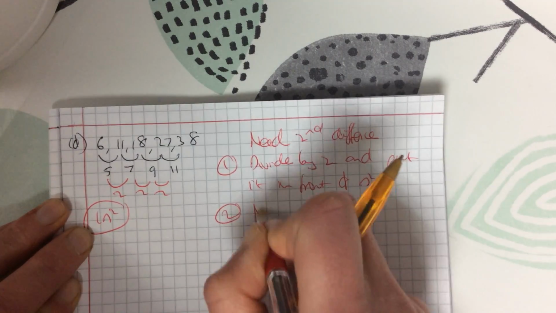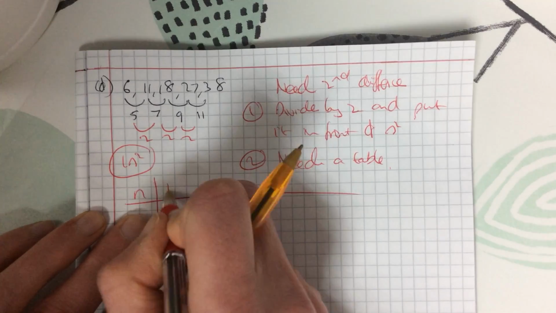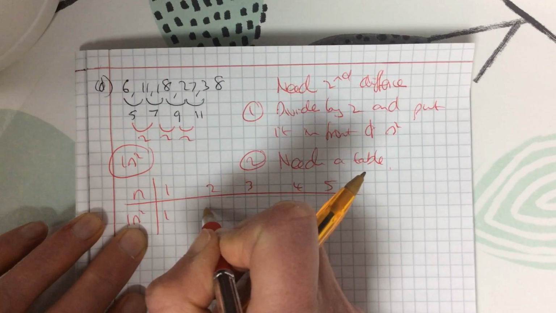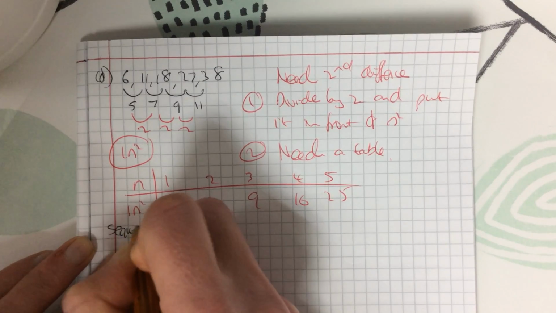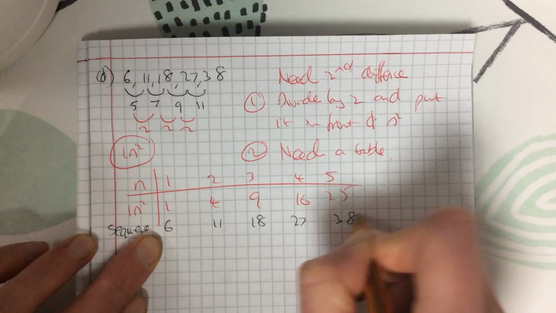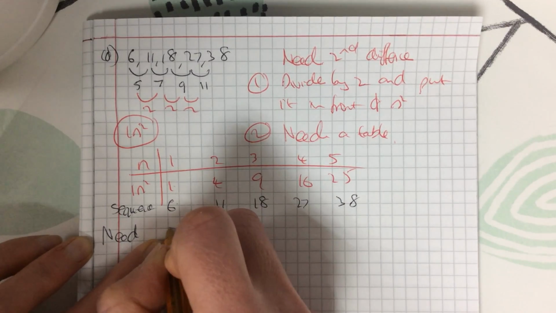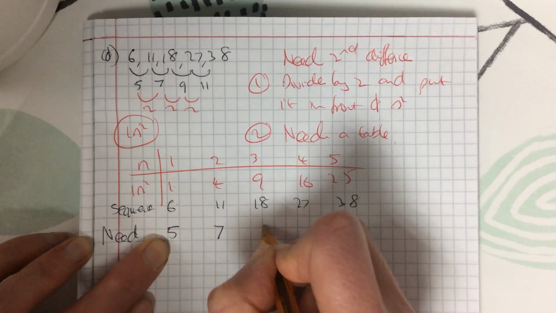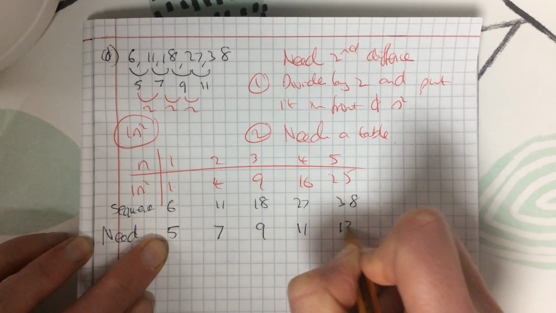And then do you remember what we need next? We need a table. And if you remember what that table was like, 1, 2, 3, 4, 5. So work out what you have. So 1n squared. Just working that out. Now what's our sequence? Our sequence is 6, 11, 18, 27, 38. So what do you need? You have 1, you want it to be 6, you need 5. You've got 4, you want it to be 11, you need 7. You need a 9, you need an 11, and you need a 13.